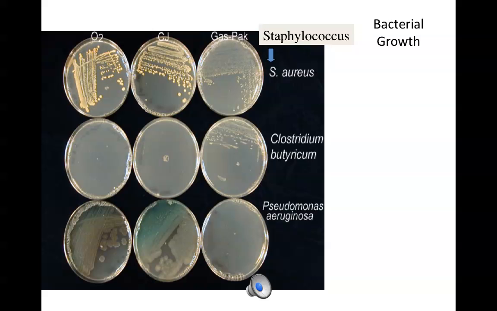How would you describe the growth on these 3 plates? And then what kind of phrase or term would you use to describe the oxygen requirements for Staph aureus versus Clostridium versus Pseudomonas?